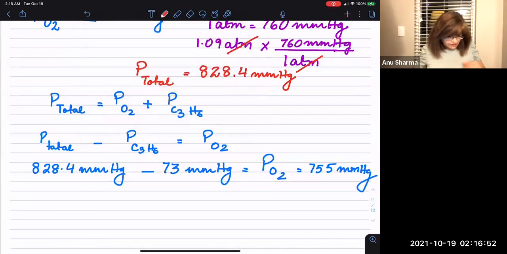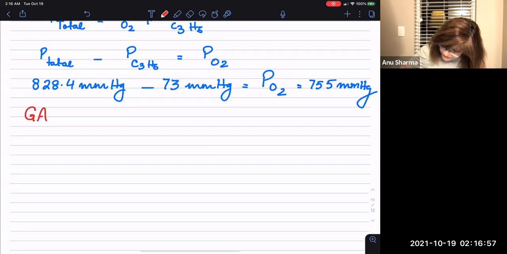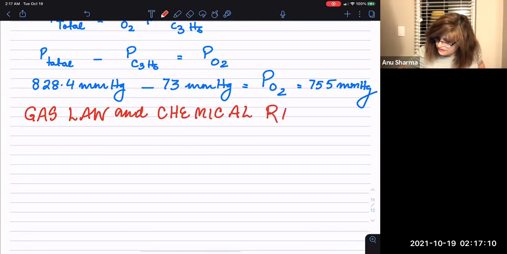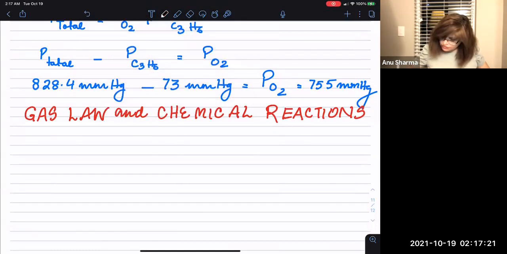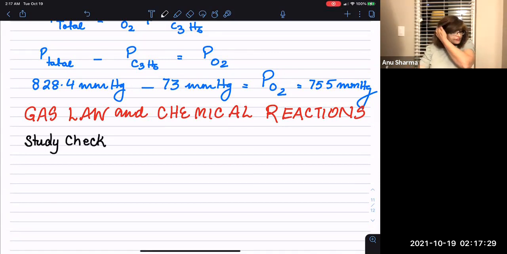And now the last part we're going to do is gas laws and chemical reactions. So basically the stoichiometry of these reactions where gases are evolved. Let's do the study check, because stoichiometry you have already done, so it's the same thing.